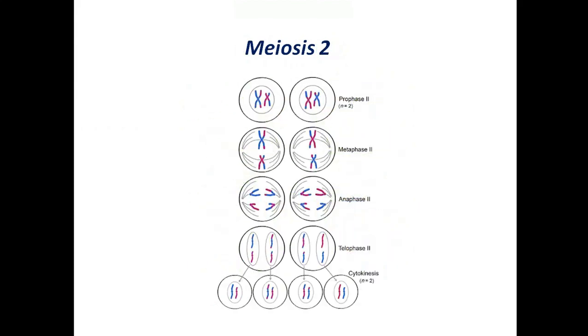This is the entire process of meiosis 2. It starts with prophase 2, followed by metaphase 2, then anaphase 2, and finally the telophase 2. Oh yes, 4 daughter cells are formed during cytokinesis, at the end of the process.